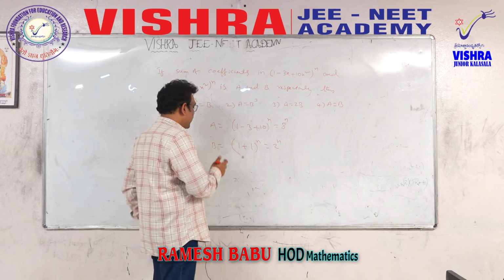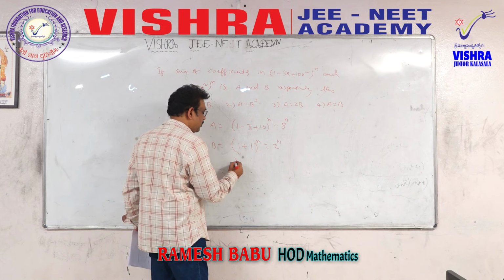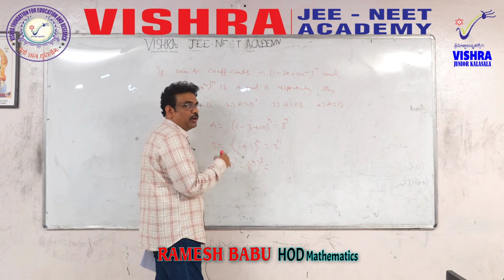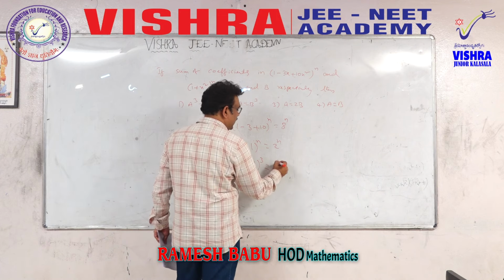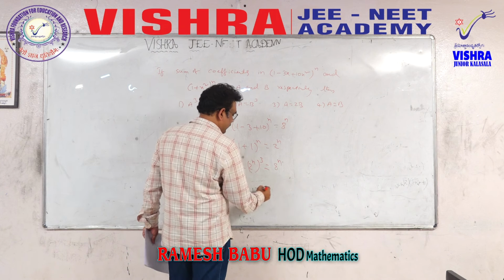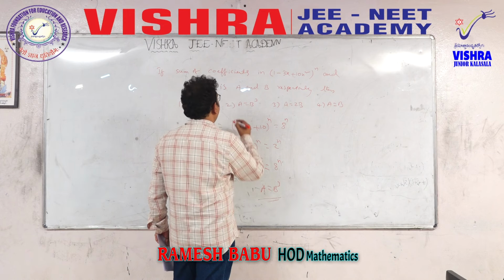So now find b cube. So b cube is equal to how much? 2 power n whole cube, that is equal to 2 cube whole power n. So that is equal to 8 power n. So what is the relation between a and b? That is a is equal to b cube. So that is option 2.